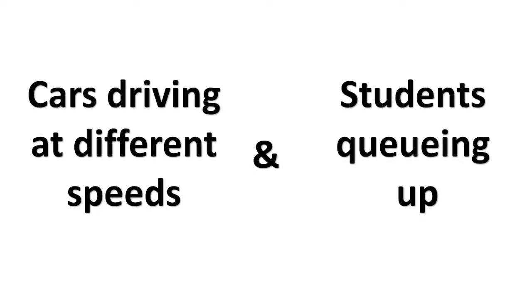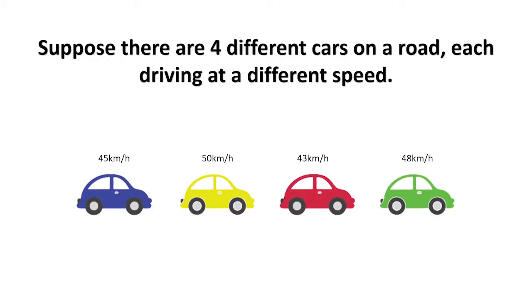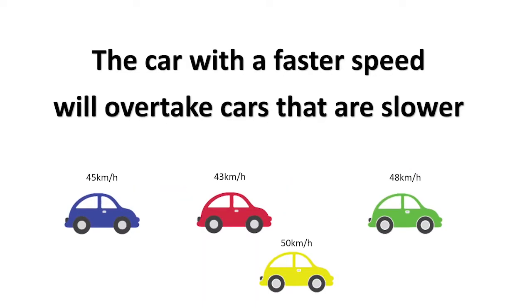There are two example scenarios that we are able to come up with, which are cars driving at different speeds and students queuing up. Let's start with cars driving at different speeds. Suppose there are 4 different cars on a road, each driving at a different speed. By default, the car with the fastest speed will overtake cars that are slower and eventually end up in front of the slower cars.